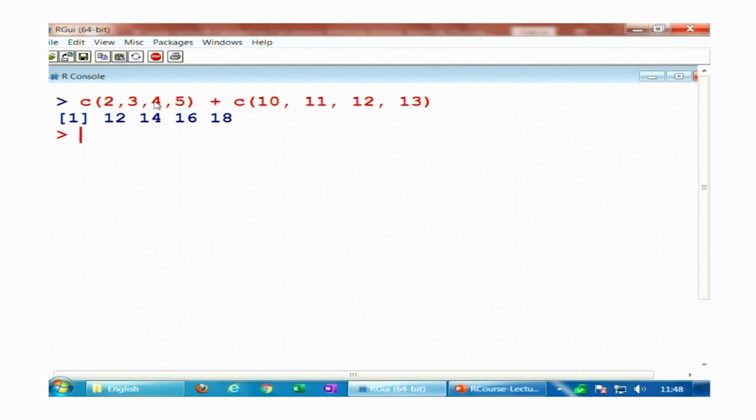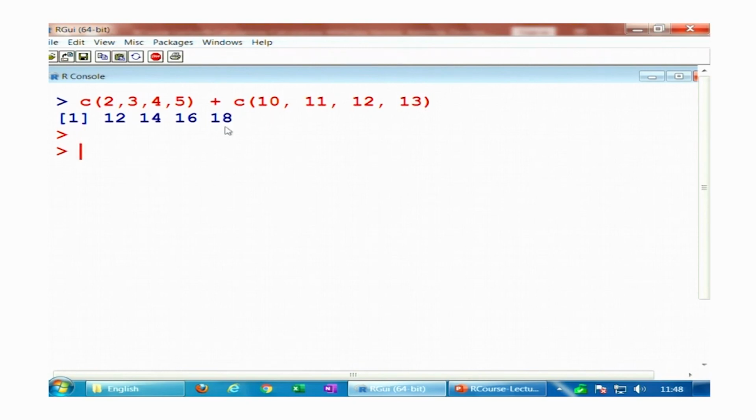Similarly, the third value in the data vector 1 is 4 and the third value in the data vector 2 is 12. So, 12 and 4 are added and you get here 16, and similarly the fourth value in the data vector 1 and the fourth value in the data vector 2 are added together and you get here the answer 5 plus 13 as 18.